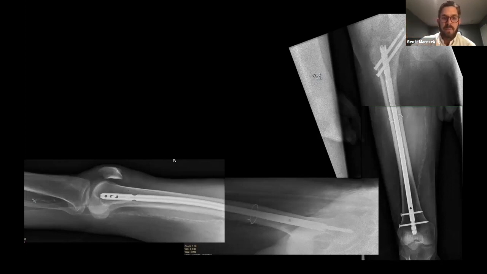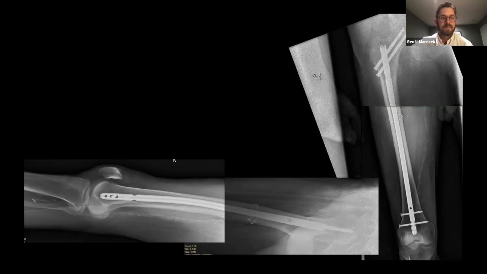There's a couple papers out there. Tim Weber has one that he's publishing. There's another one from a European group, or an East or West Asian group, about the same thing, where they actually saw increased union rates with a thoughtful cerclage algorithm. And so I think when you have these long spirals, it can help with the reduction, and it can definitely do a great job of maintaining the reduction until the implant's in.